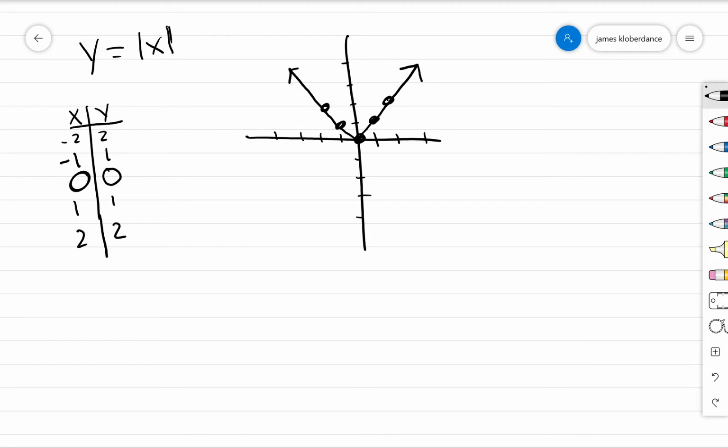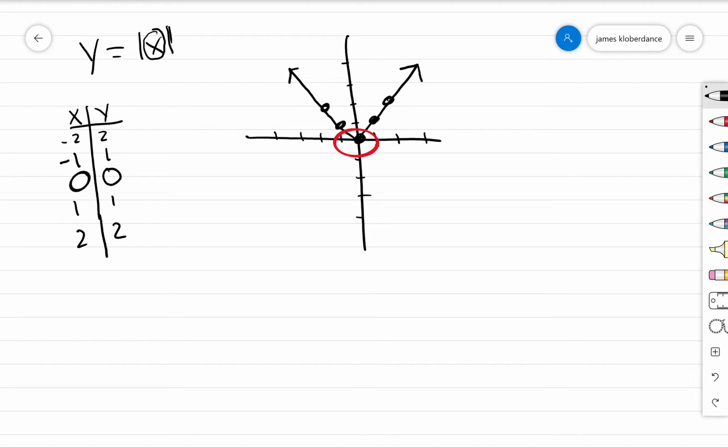We call this point down here the vertex. So this guy down here is called the vertex. It's where it abruptly pivots. Now, the vertex will always occur where the value inside here is equal to 0. So in this case, it occurs at 0 because, when x is 0, we get 0.